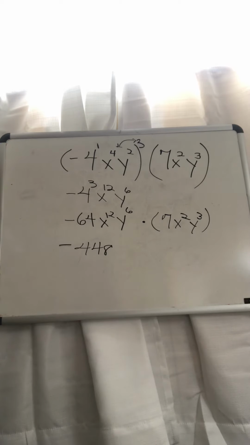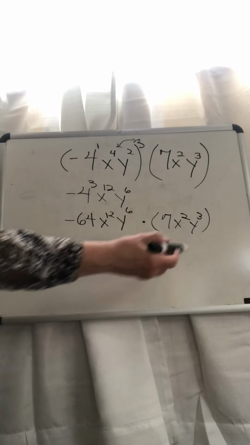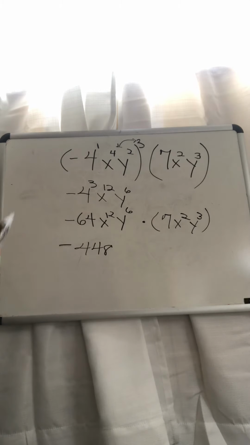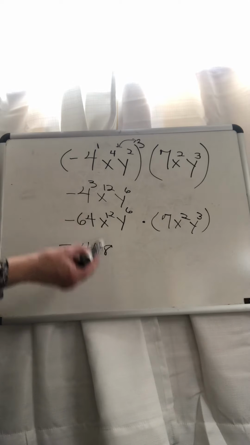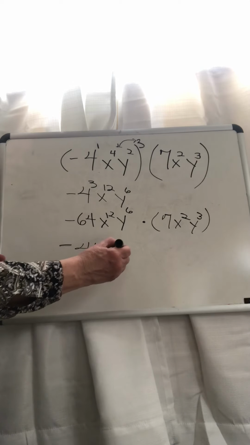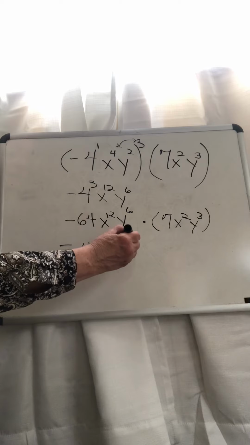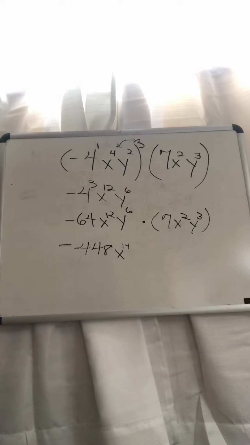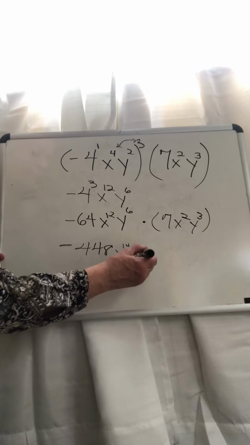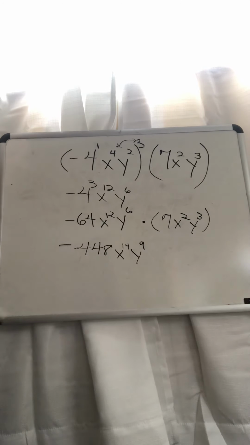Okay, then we've got x to the 12th times x squared. Now we're adding the exponents since these are inside parentheses. So this would be x to the 14th. And then the last one, y to the 6th and y to the 3rd. If we add those together, we get y to the 9th.